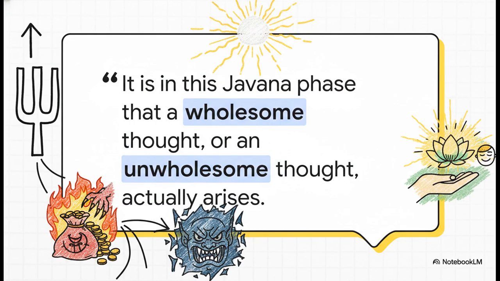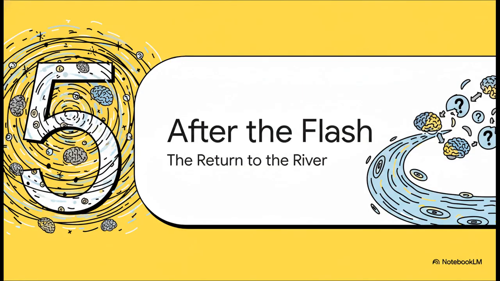Yeah, this really is the key takeaway. Up until Javana, the whole process is pretty much on autopilot. But right here, in this fleeting series of moments, this is the window for conscious choice. This is the fork in the road where you respond to that flash of light with greed or anger, or with wisdom and compassion.